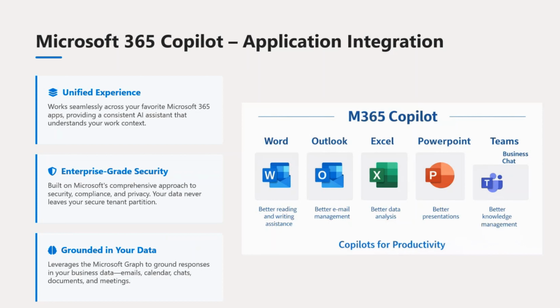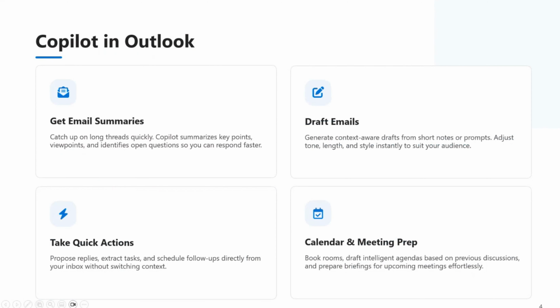So overall, Copilot acts as an intelligent assistant embedded across Microsoft 365, helping users save time, work more efficiently, and get better insights from the data. To understand the Copilot app's integration better, let's take a look at one of the most commonly used applications, that is Outlook, and see how Copilot helps us there. The slide basically shows how Copilot supports daily work inside Outlook.